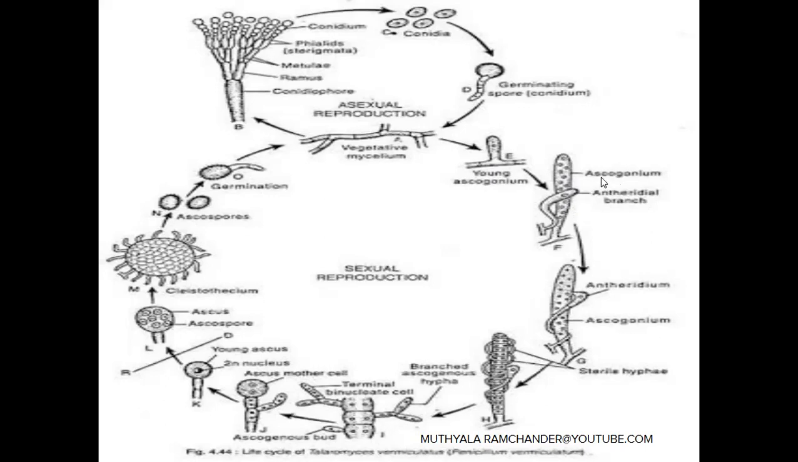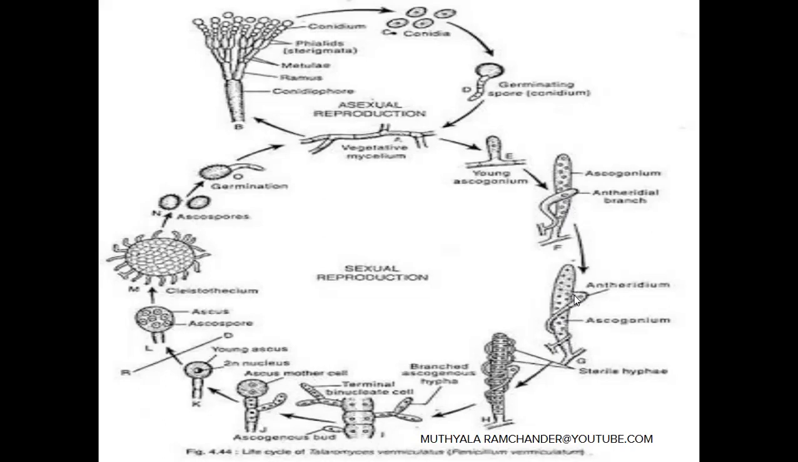Ascogonium is the female reproductive organ of Penicillium. Antheridium is the male reproductive organ. The antheridium is filled with many nuclei with cytoplasm. At the matured stage, the antheridium is arranged spirally around the ascogonium. Finally, the antheridium terminal part contacts the ascogonium cell wall.